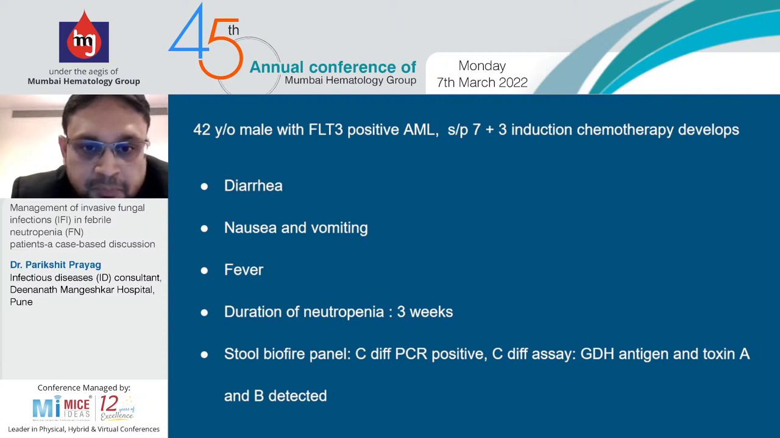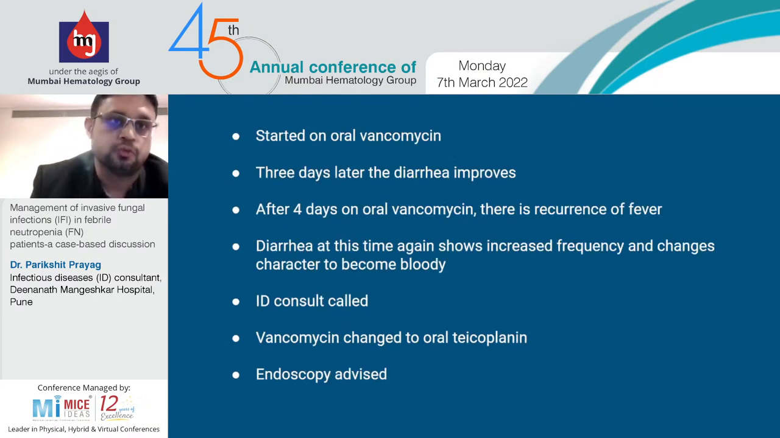At that point of time, this gentleman underwent a stool BioFire test, which showed a C. diff PCR to be positive. Both toxin A and toxin B were positive, so this was a toxigenic strain of Clostridium difficile. He also had a C. diff assay done, which showed a GDH antigen positive and toxin A and B detected. So there was nothing dubious about this. This was definitely a case of Clostridium difficile associated diarrhea.